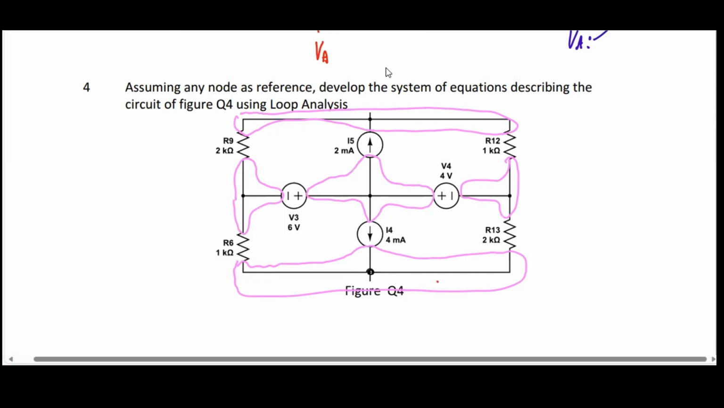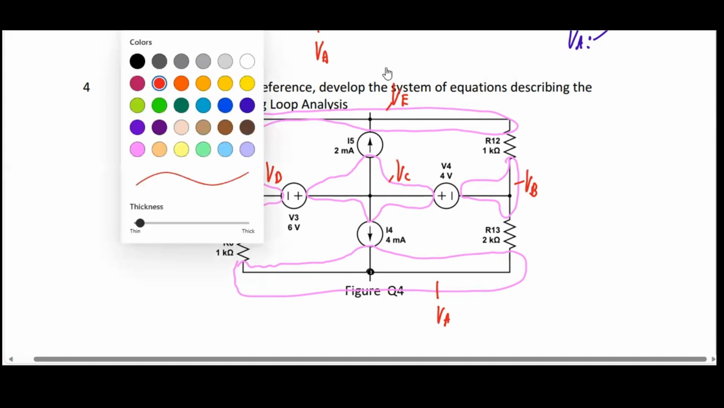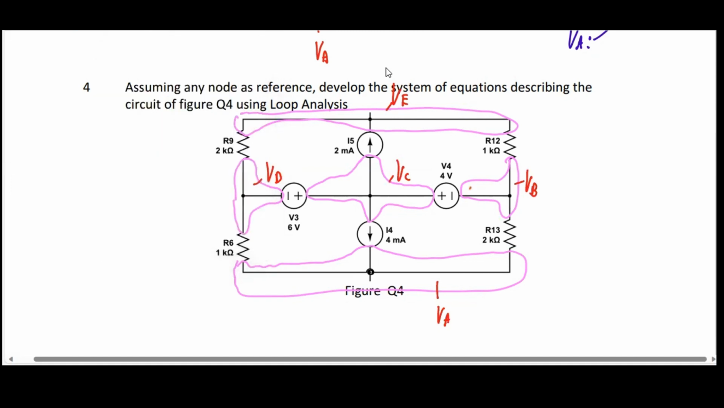So we label our nodes. Label this VA, VB, VC, VD and VE. A, B, C, D, E. Everything is labeled. All right. Third thing, we need to look for supernodes. Do we have two unknown nodes in between our voltage source? Yes, we can see it in here and in here.